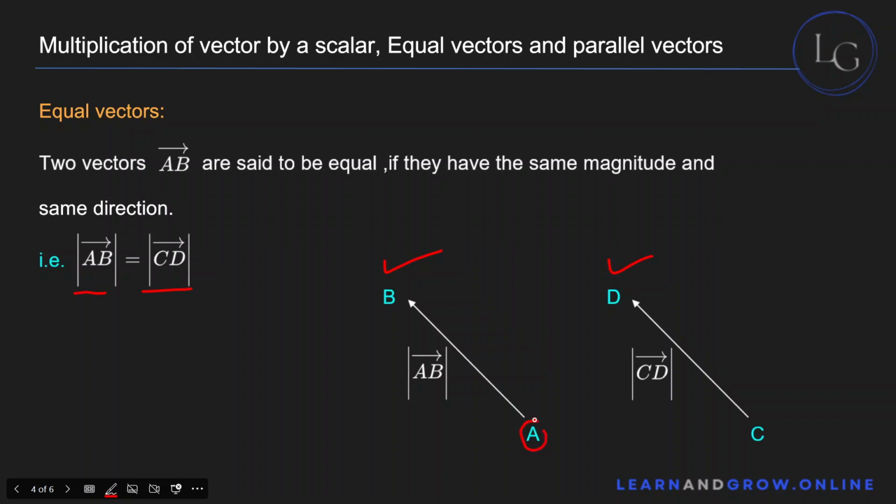A is the initial side, it is below B, and C is also the initial side in the other case and it is also below D. So A to B, B is the terminal side, and in the other case D is the terminal side. So both vectors are equal in magnitude and they're also in the same direction. That's a very simple concept, really. If both vectors look the same, they are the same.